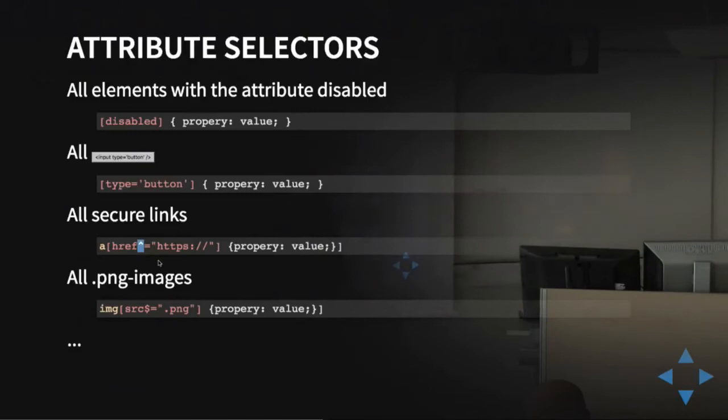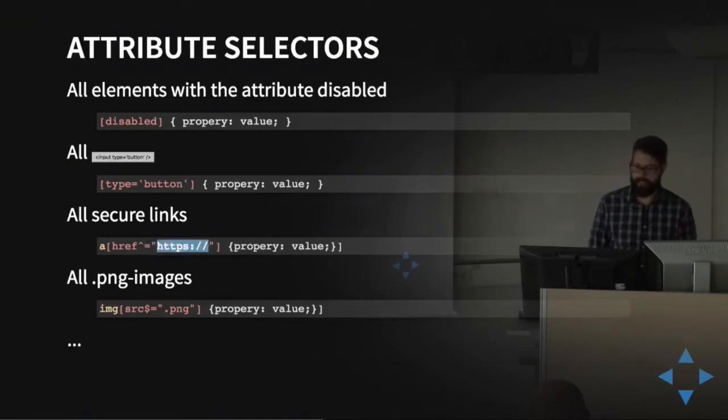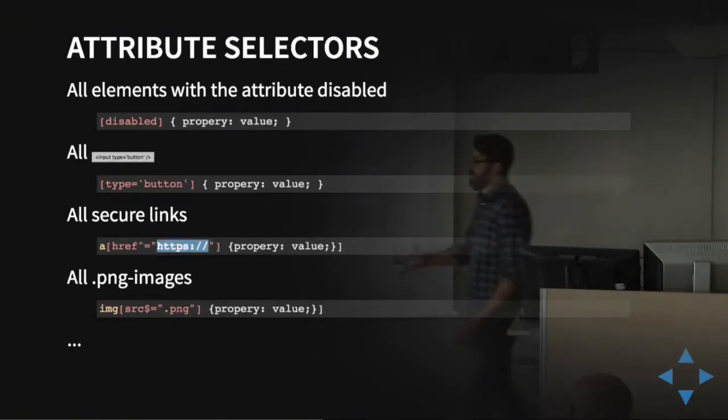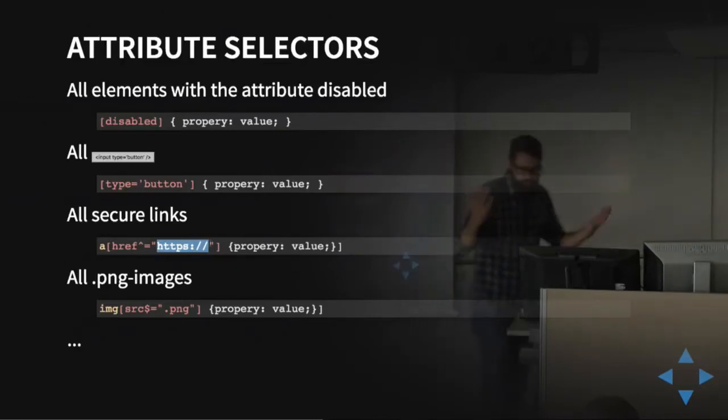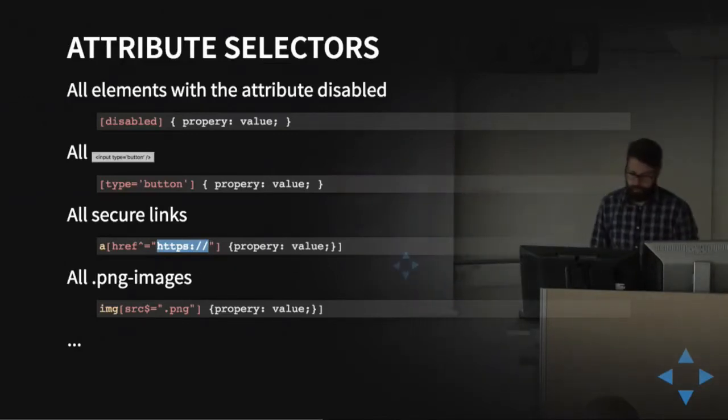Power two. This means the beginning of something. So what this one says is, okay, take all a tags that begin with https://. You could find all elements that have secure links, for instance, and maybe add a key lock or something to that link, if you like. You could always use the dollar sign.